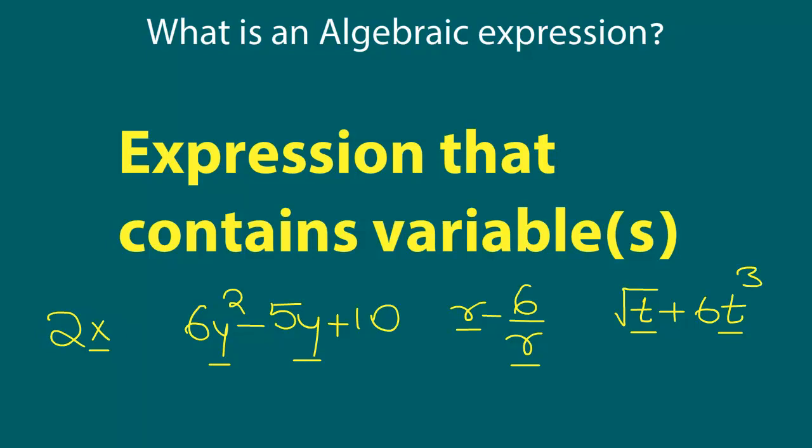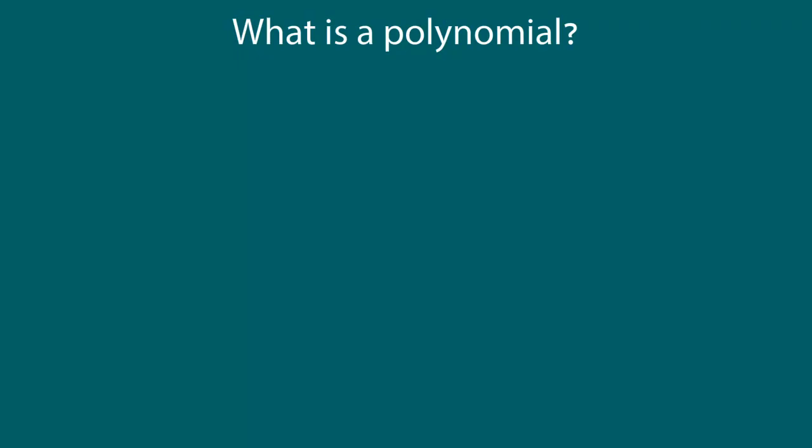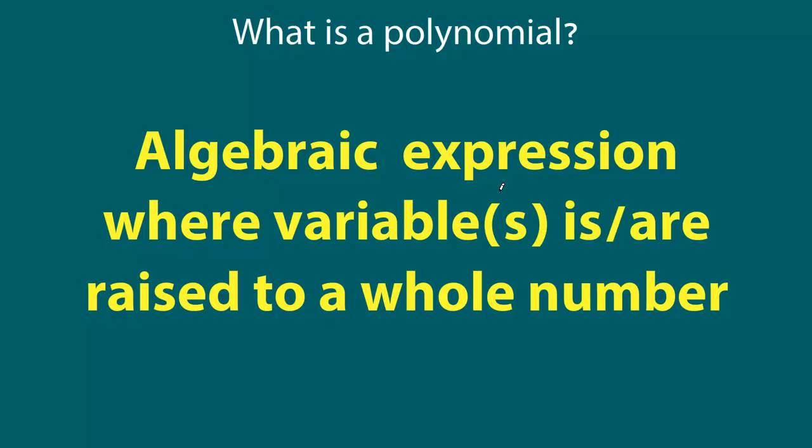Now then, what exactly is a polynomial? Here we are trying to find out what is a polynomial, right? A polynomial is a special type of algebraic expression when the variable or variables are raised to a whole number.